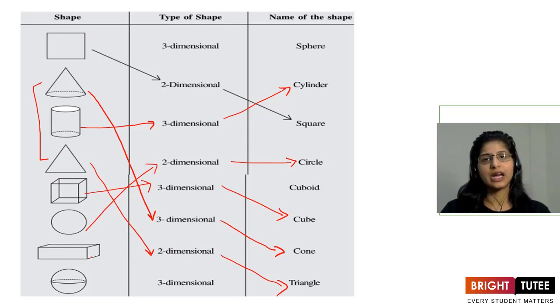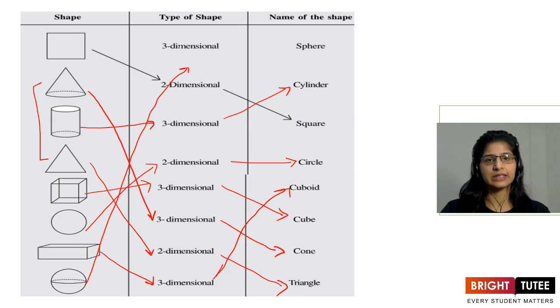The next is a cuboid. A cuboid is three-dimensional. So we are left with three-dimensional, and this three-dimensional has to be connected to cuboid. Here is the cuboid. Now the last one is a sphere, as you see. You are going to connect it to 3D like this, and this 3D would be connected to sphere. So this is what we have done. Match the following kind of question, where we were given figures and identified whether it's a 2D or a 3D kind of figure. Let's move ahead.